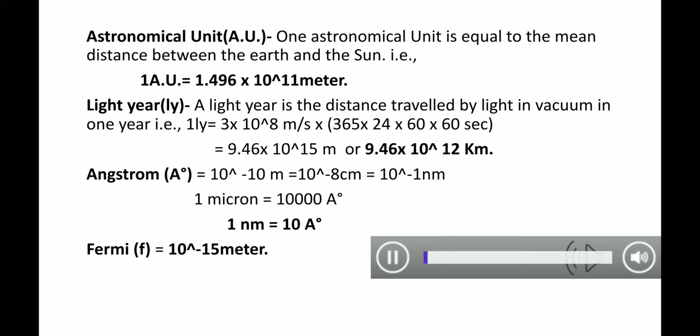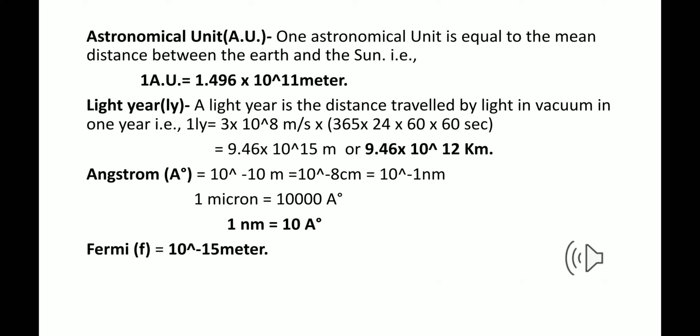Now here I have taken the astronomical unit. We define one astronomical unit as equal to 1.496 into 10 to the power 11 meters. You have to learn this. It may be used in changing from one unit to the other. Then we have the light year. Some people get confused when it is written year here, so they take it as a unit of time. But this is a unit of distance. Light year is the distance traveled by light in 1 year, in vacuum or air.